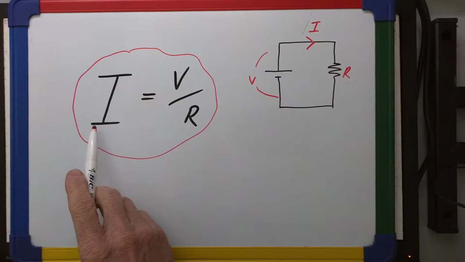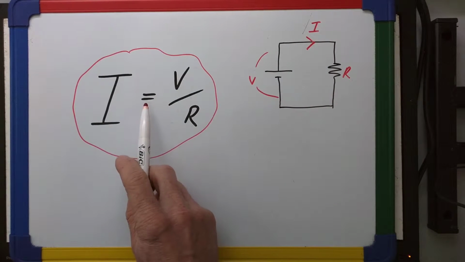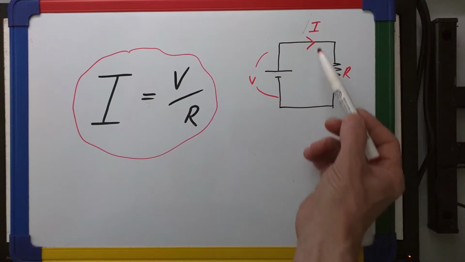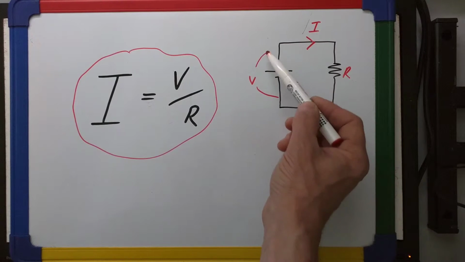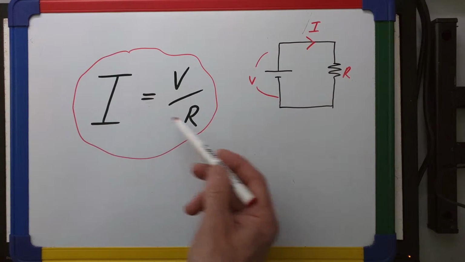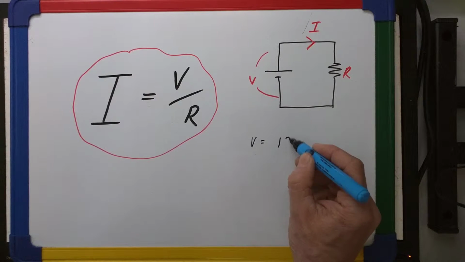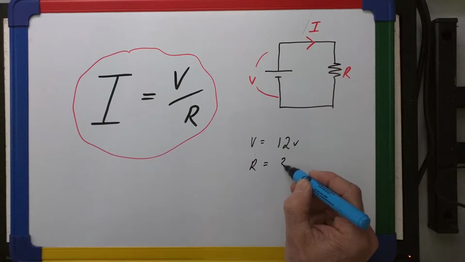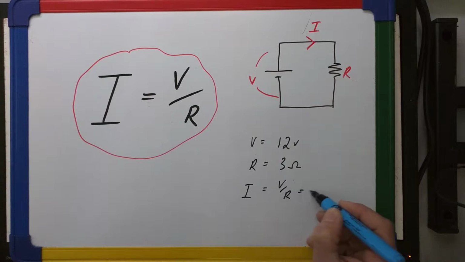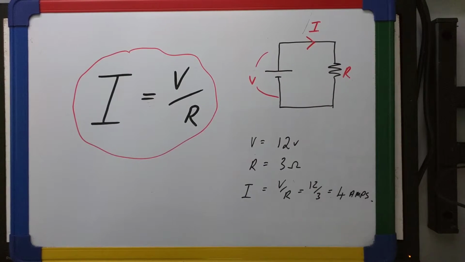In other words, the amount of current flowing round the circuit, to which you give the letter I, can be worked out if you know the voltage and the resistance. So the amount of current flowing around the circuit is the voltage divided by the resistance of the circuit. I equals V over R. In this example, if the voltage was 12 volts and the resistance was 3 ohms, then we would know that the current flow is V over R, 12 over 3, 4 amps.